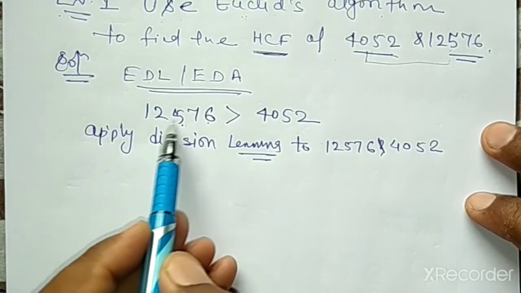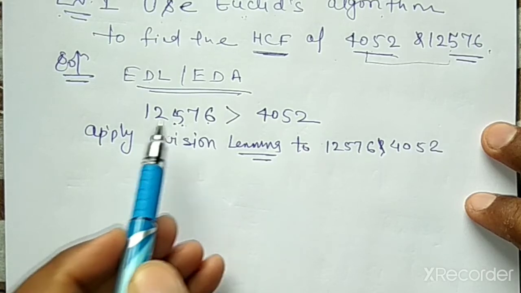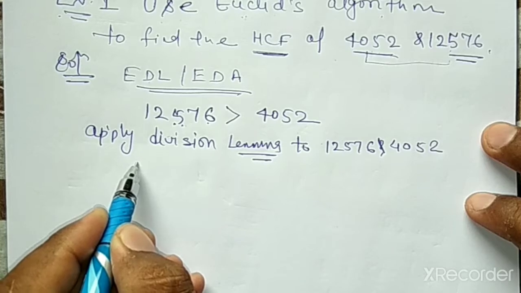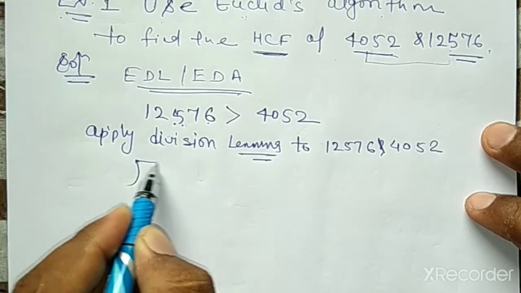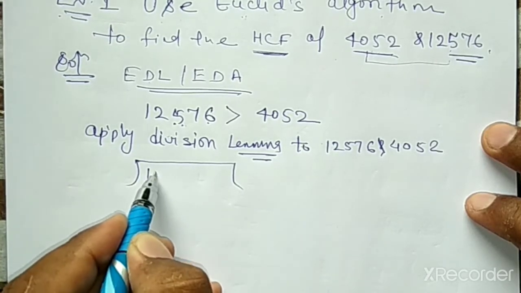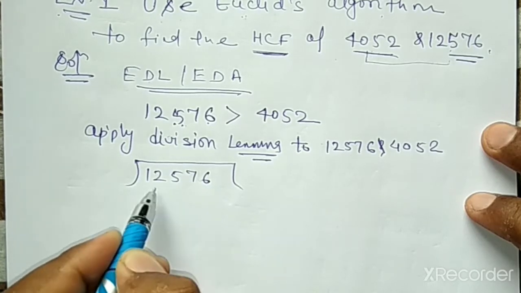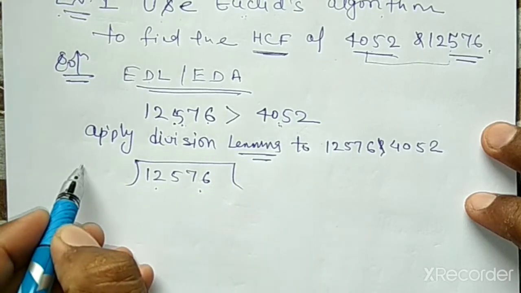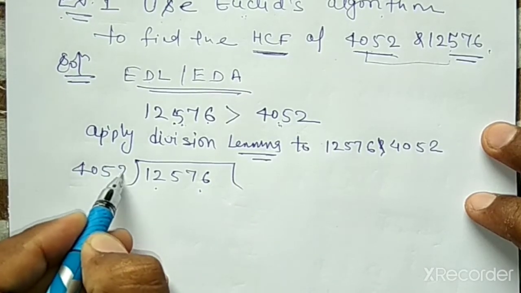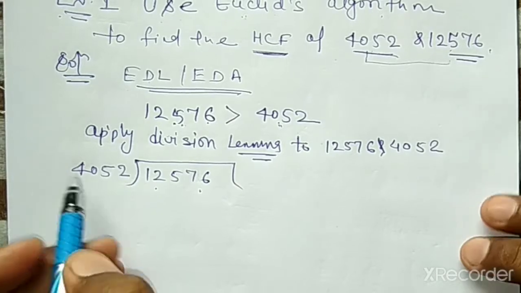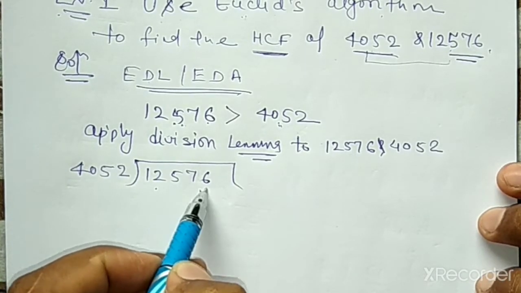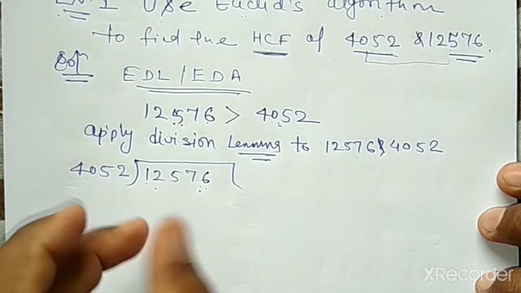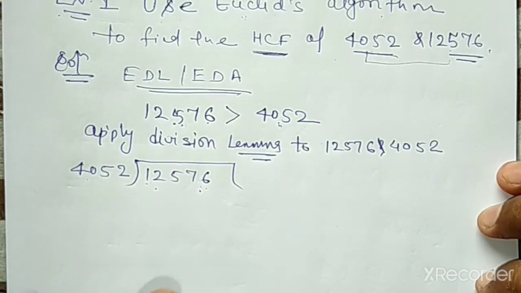Now, the greater number you treat as the dividend, and you have to divide it like in the long division method. Simply, you write 12576, whichever is the greater number, inside, and whichever is the smaller number, outside. That is the procedure you have to remember always. The greater number goes inside, the smaller number outside. Now you simply keep on dividing and find out the HCF.